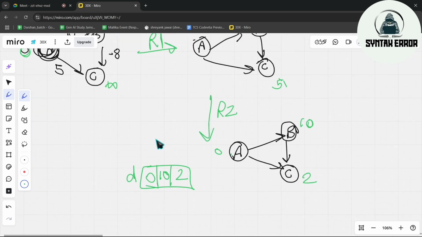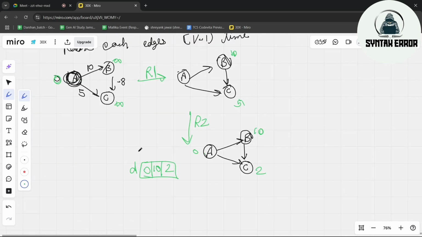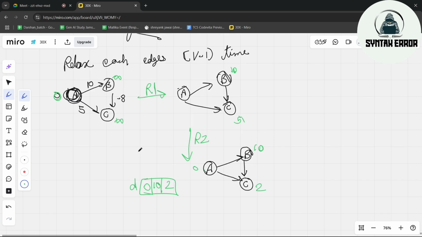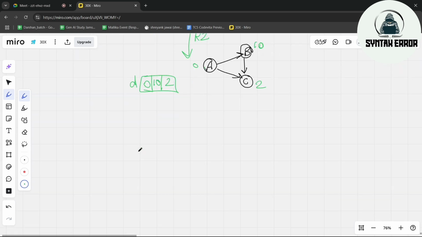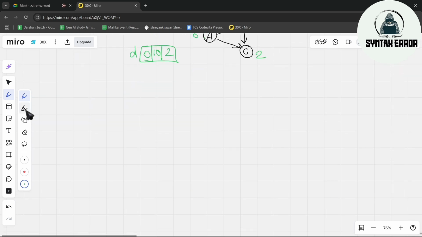So I also added a line in the Bellman-Ford algorithm that will detect negative cycles also, right? So how does that work? How will we detect negative cycles, and what are examples of negative cycles? I'll show you that.